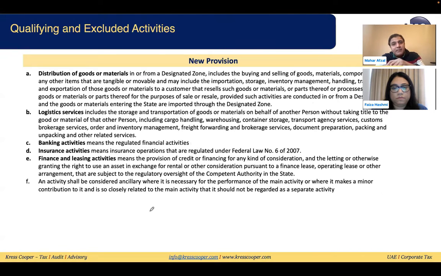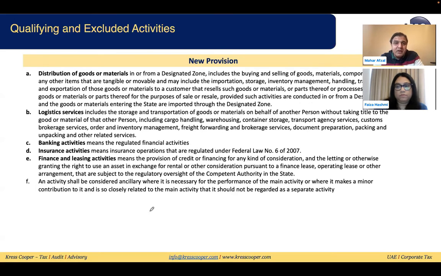Distribution of goods and material, there is a slight change in the wording, but the overall crux is the same, whatever understanding that we were carrying earlier. This is the same understanding. So basically, if someone is operating from the free zone, from the designated zone, by sitting in the designated zone, if the qualifying free zone person is buying or selling the goods out of the UAE, it will be considered qualifying income, subject to the condition that goods are being distributed to the distributor, not to the end user. In the same way, if these goods are being imported within the UAE, now the revised cabinet decision says it should be imported through the designated zone.